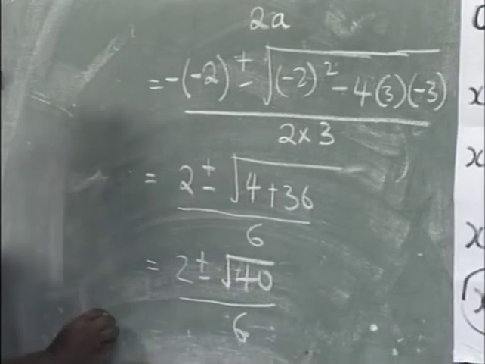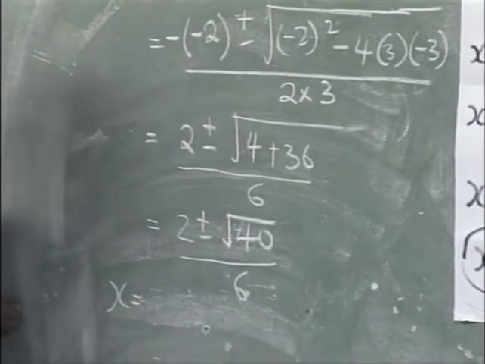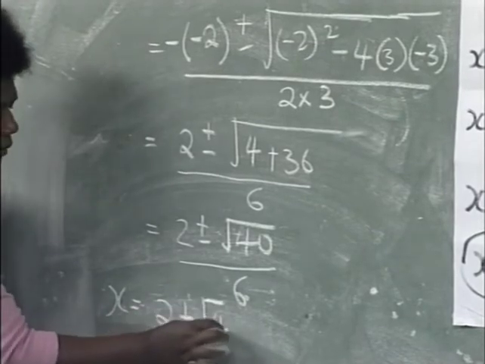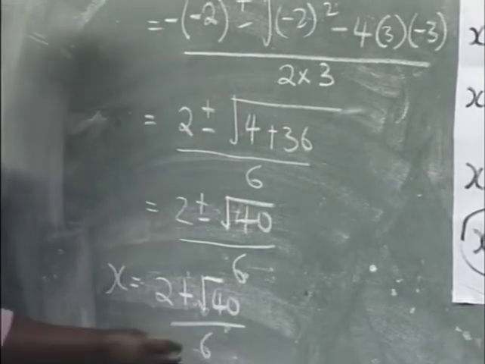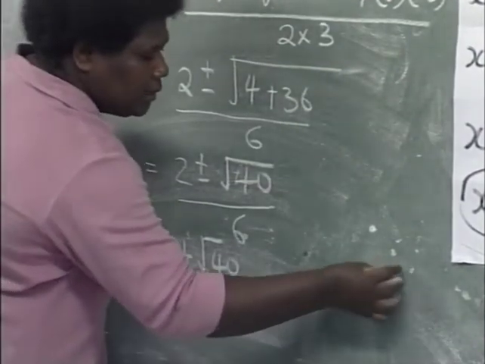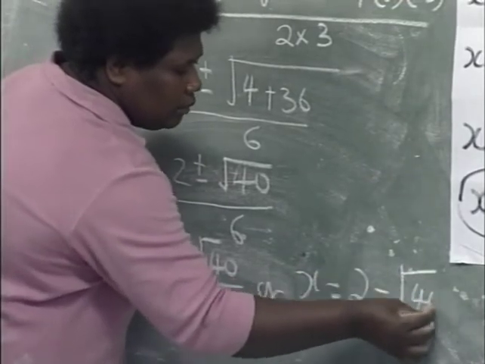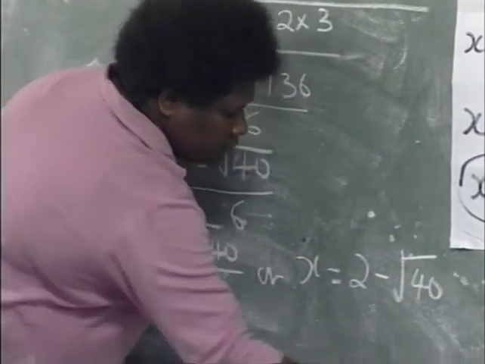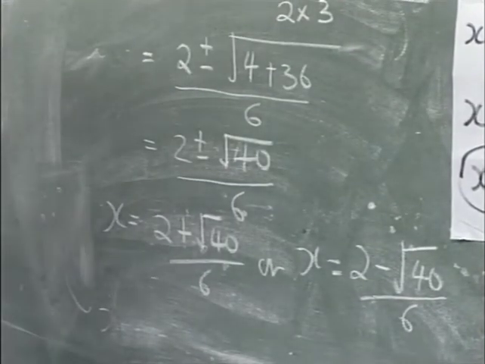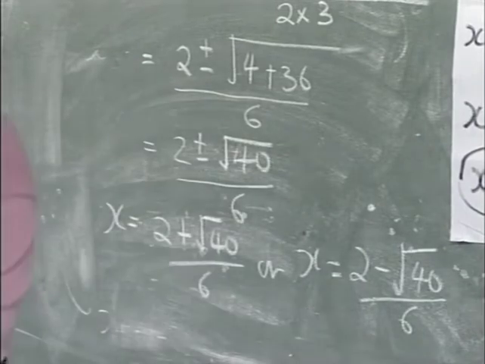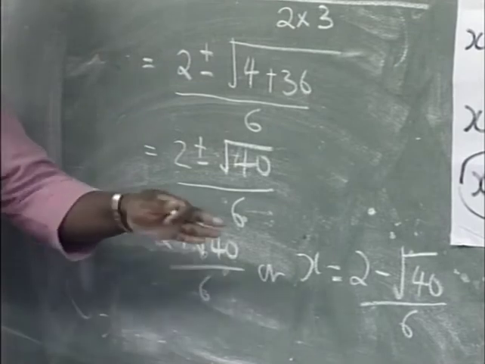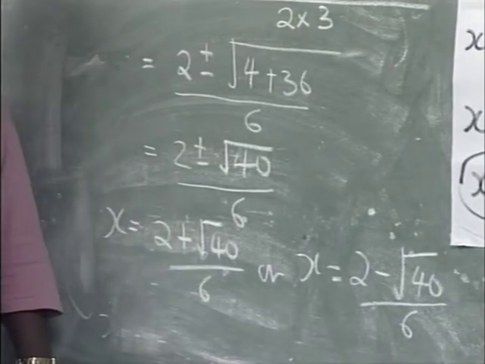There are two answers. X equals 2 plus root 40 on 6, or x is equal to 2 minus root 40 on 6. Now, there are two ways the answer could be required. One is in exact form, and secondly, usually to 2 decimal places.